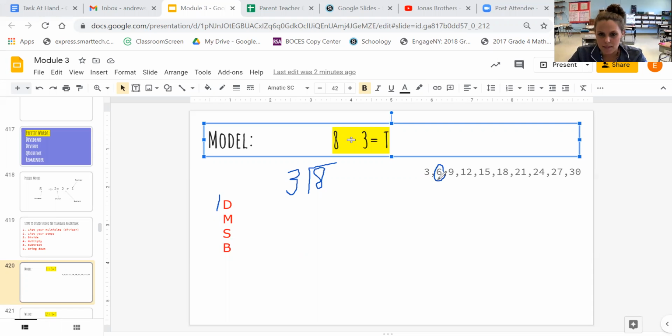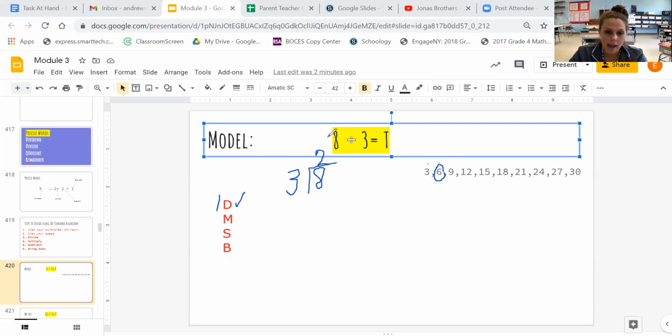How many times did I count by 3s to get to 6? 1, 2. That's me dividing. So I'm going to put my 2 on top. That's dividing. So I crossed it off.